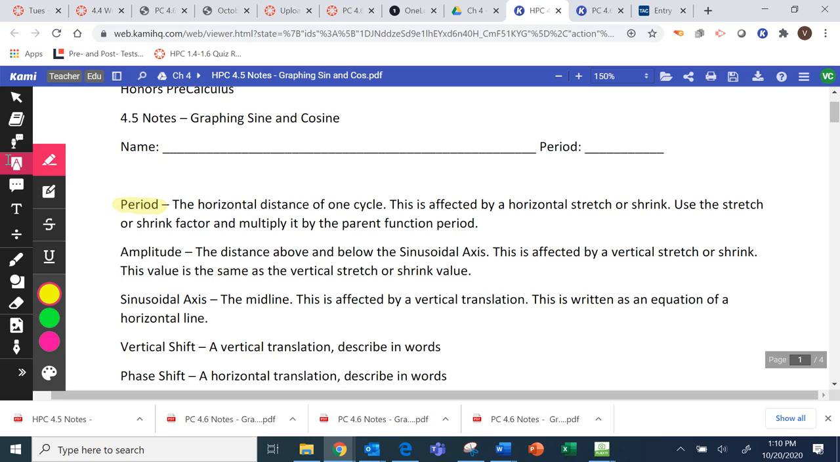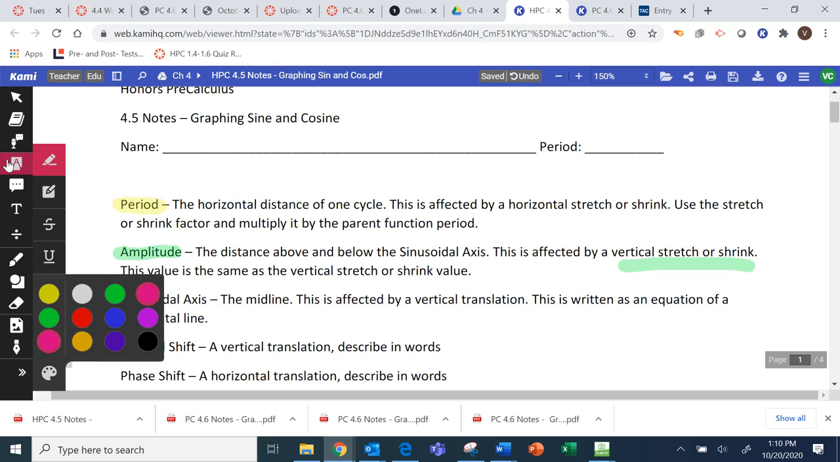The amplitude is the distance above and below something called the sinusoidal axis, which is my next vocabulary word. But it's affected by a vertical stretch or shrink. It has the exact same value as the vertical stretch or shrink. So what's the sinusoidal axis? The sinusoidal axis is the midline.